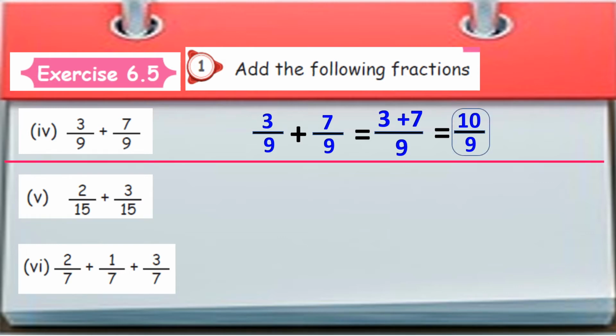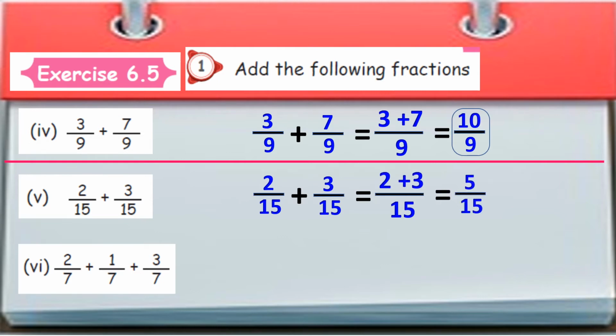Fifth sum, 2 by 15 plus 3 by 15. That is equal to, as usual, we have the same denominator. That means like fractions. So let us do the same. 2 plus 3 is equal to 5 by 15. This we can reduce to 1 by 3, but keep it as it is. It's given in the book also. So keep it as it is, and mark it.